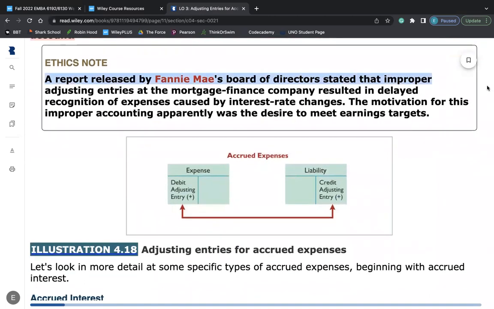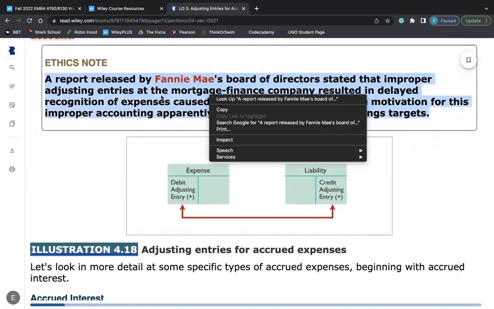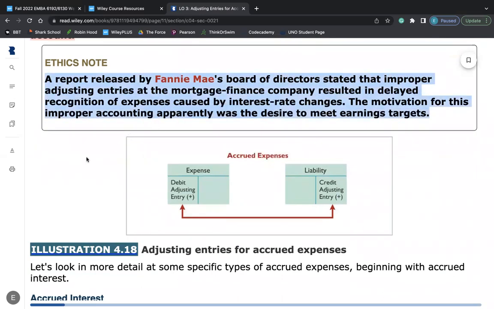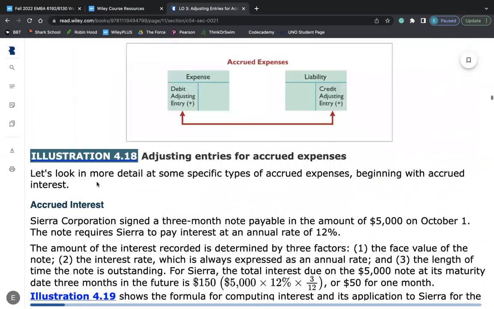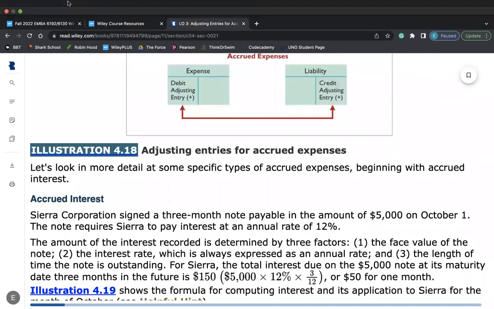This is an interesting ethics note. Mic check, 1, 2, mic check. Okay.